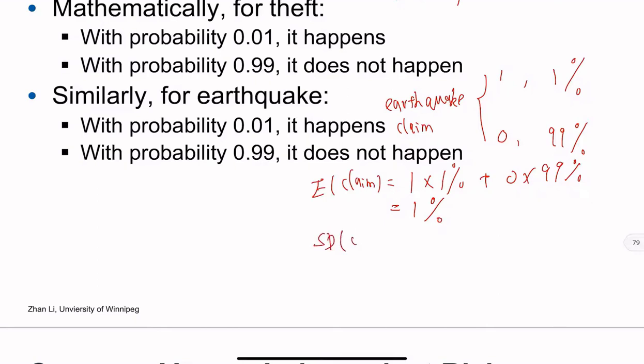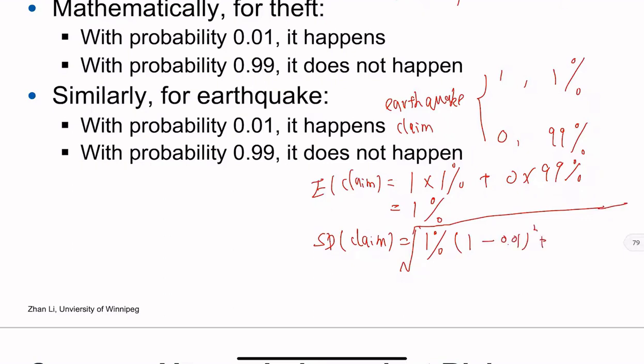Now the standard deviation of insurance claim is, with 1% chance it happens. Remember that to calculate standard deviation, you would start with variance. To calculate the variance, you would calculate the sum of probability times the squared deviation, right? So with 1% chance it happens, and the value is 1 minus the expected value, which is 0.1.